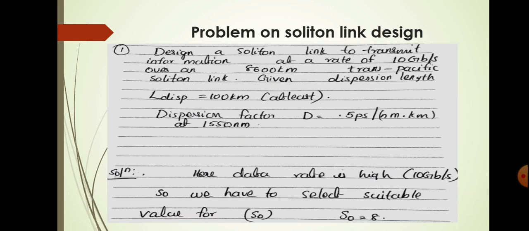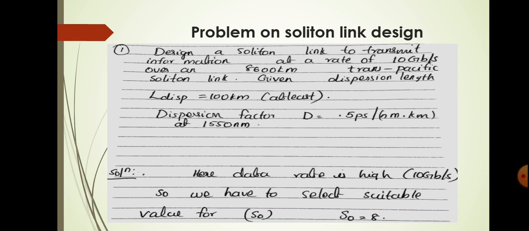So you are asked to design a soliton link. You should know the soliton link design equations that we discussed in the last class. It is required that you transmit data over the Pacific Ocean, up to a range of 8600 km, and the data rate is 10 gigabits per second, that is capital B. The total transmission distance LT is 8,600 kilometer, L dispersion is 100 kilometer, and the dispersion factor D is equal to 0.5. These are all the parameters you are given. Also lambda is equal to 1550 nanometer.